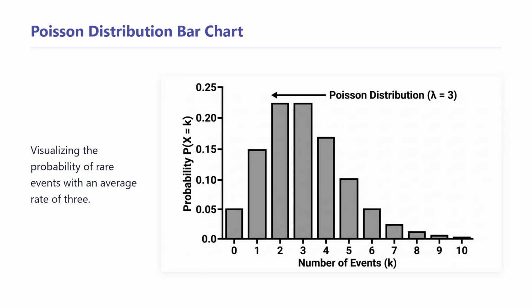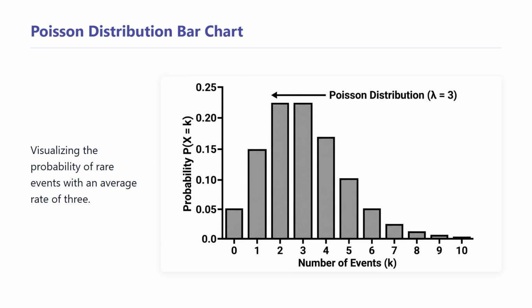Here, we can visually analyze the Poisson distribution for an average rate of 3, just like our radioactive decay example. The horizontal axis shows the number of events, and the vertical axis shows the probability. Notice how this shape differs from the binomial chart. It is not perfectly symmetrical.